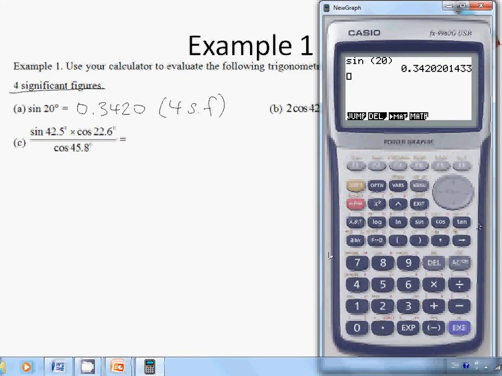The next example. If I want to input this in a calculator, take note that this is a fraction, so don't forget to start with the fraction key. Then I'll press sine, open brackets, 42.5 multiplied by cosine. The cosine button is located here, 22.6, close bracket, and I'll move it down. So I'll come over here, cosine of 45.8. Once you're done, you can press the equal button. So the answer should just be 0.8946.